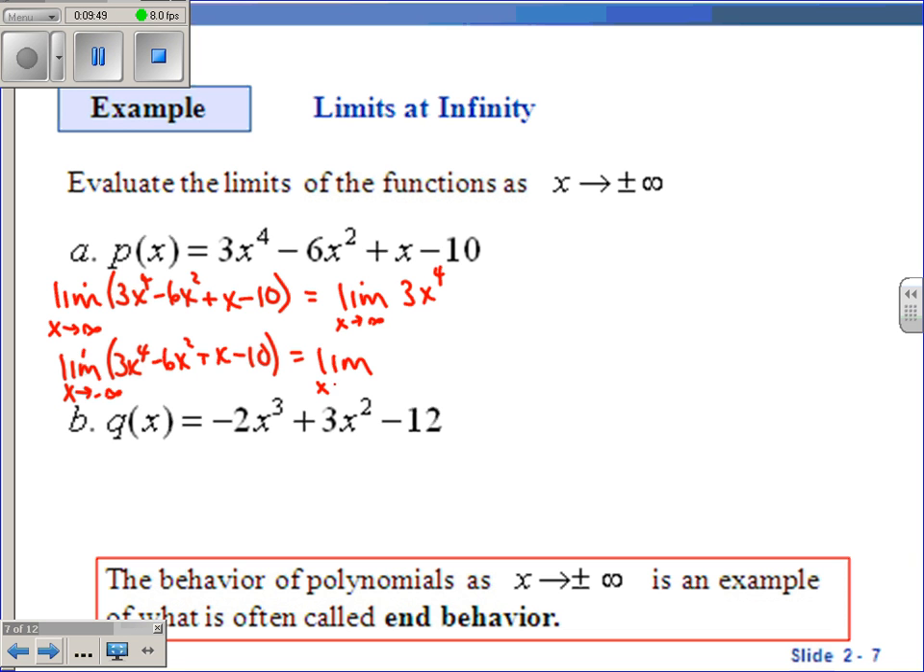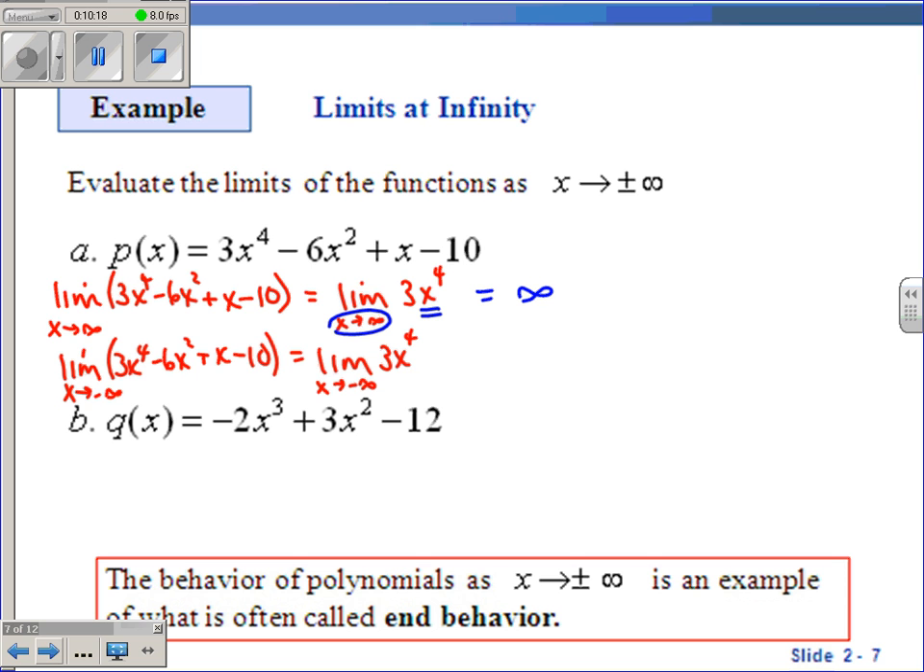Okay, so now the next thing you want to do is look at what your x values are. In the first one here, we're looking at x approaching positive infinity. That means we're plugging in big positive numbers. So I'm going to use 100 for an example. If I put 100 in for the x here, raise it to the fourth power, it's going to be positive, times a 3, it's still going to be positive, and it's going to be a really big number. It's going to go toward positive infinity.